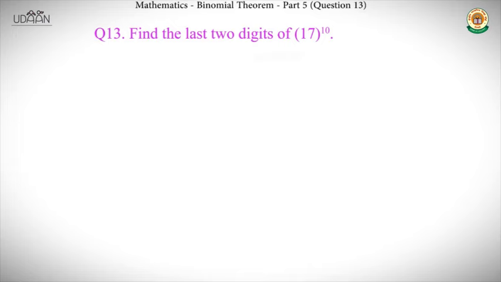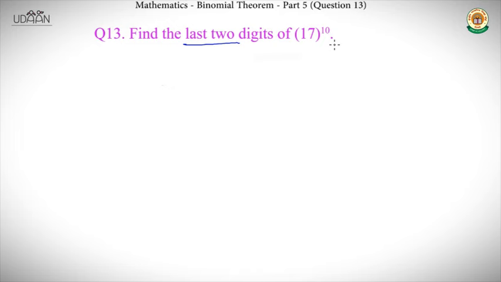Guys, so question number 13 for you is a fairly simple one. Find the last two digits of 17 to the power 10. It looks to be simple, but it could be tricky. So the main part is the last two. We have to find the last two digits of 17 whole raised to 10.